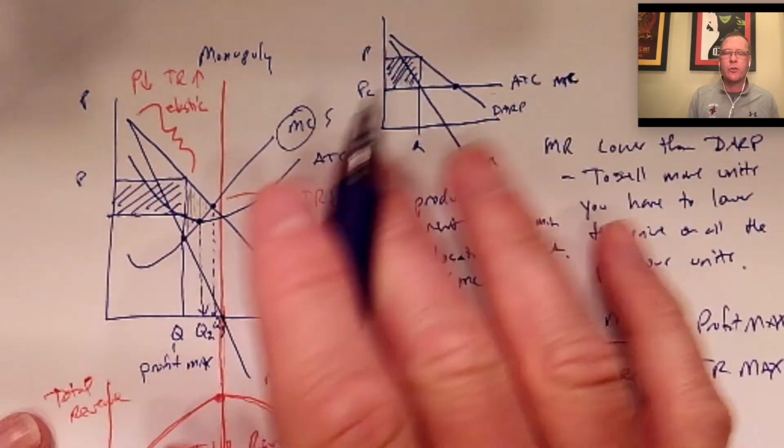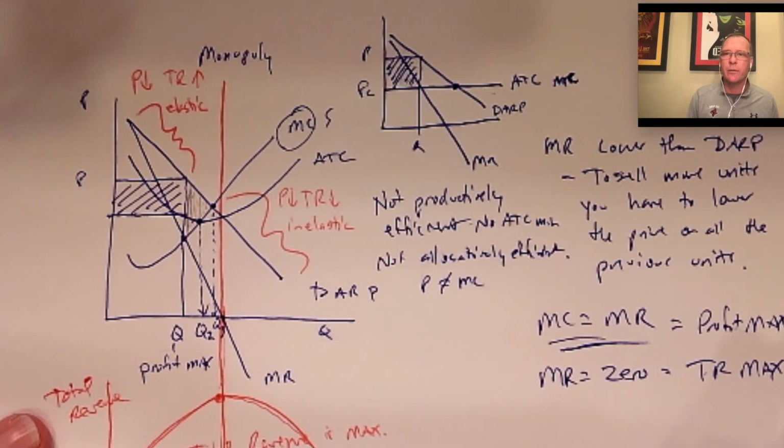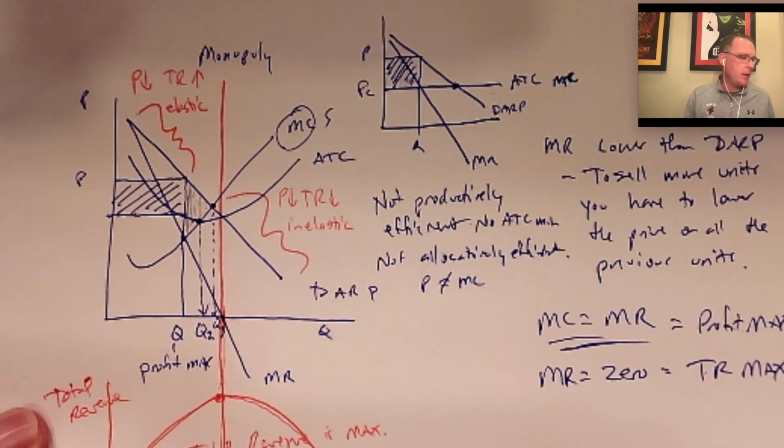Either way, just go to where your lines cross and you should be good. All right, that is a monopoly graph.